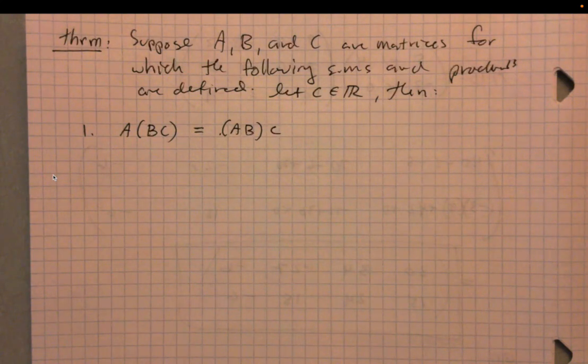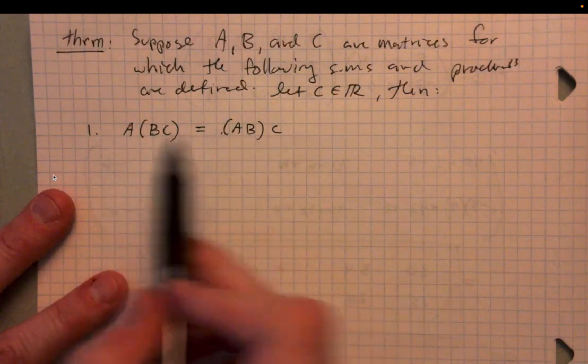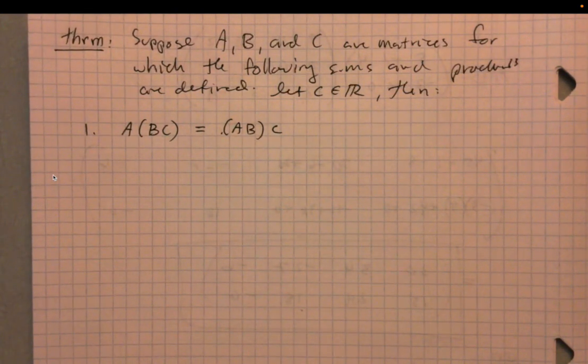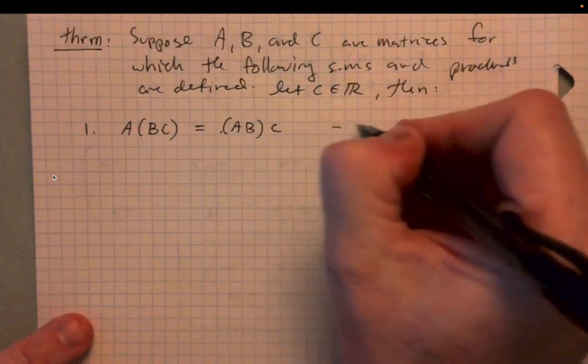Right? So in this sense, it doesn't matter if I multiply B and C together first and then multiply by A, or if I multiply A and B together first and then multiply by C. Now notice the order matters. A, B, C has to stay the same, but the order in which I do the multiplications doesn't. So this is the associative law.